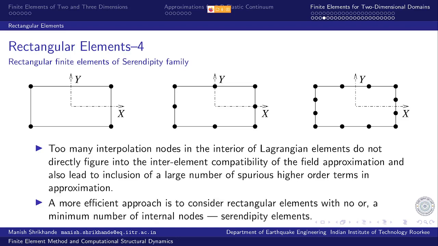A more efficient approach is of course to consider rectangular elements. This is in comparison with the Lagrange's element, which has several interior nodes and spurious terms. So a more efficient approach is to consider Lagrange's rectangular elements with no or a minimum number of internal nodes, and those are referred to as serendipity elements. Serendipity, because the name is borrowed from the chance discovery of interpolation functions for these elements, because the simple grid of one-dimensional interpolation models multiplying each other doesn't work in the case of serendipity elements.